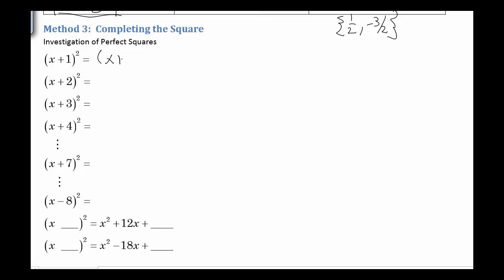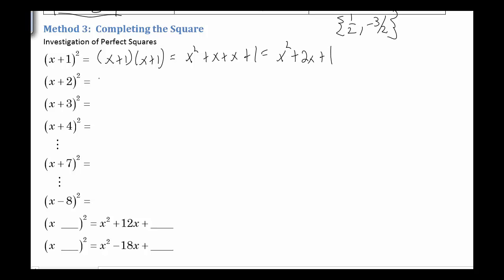Well, x plus 1 squared means x plus 1 times x plus 1. And if I FOIL it out or double distribute, depending upon how you want to look at that, I would get x squared plus 1x plus x plus 1. And then when I combine like terms, I get x squared plus 2x plus 1. Okay, so right now, anything jump out at you? Probably not. You know, in order to see a pattern, we have to do it a couple of times.